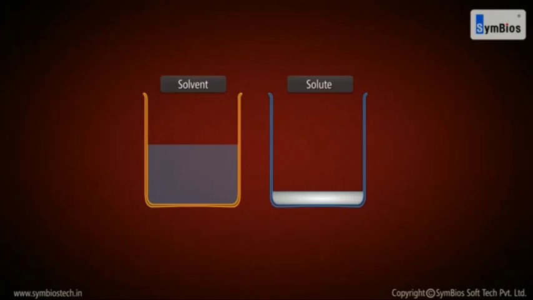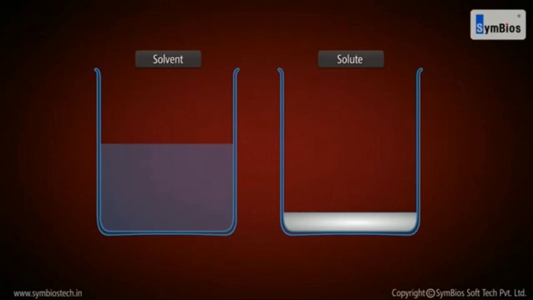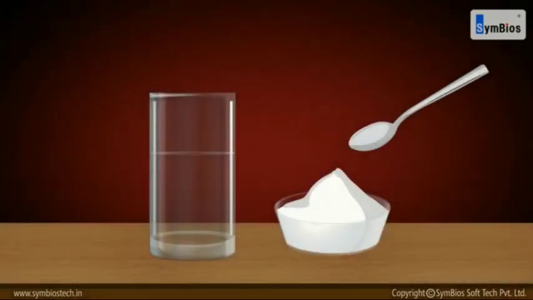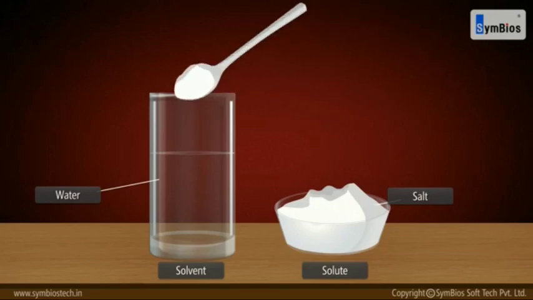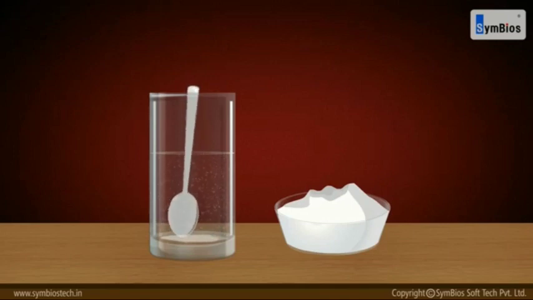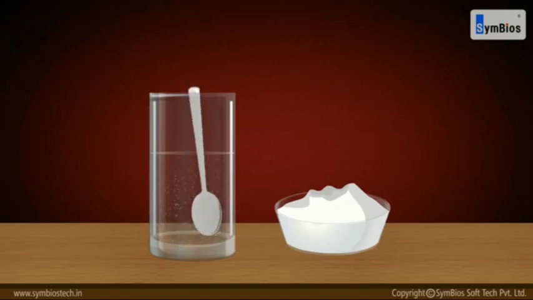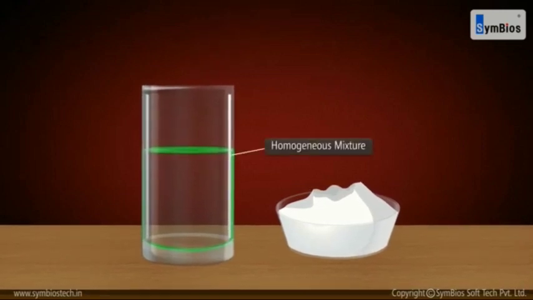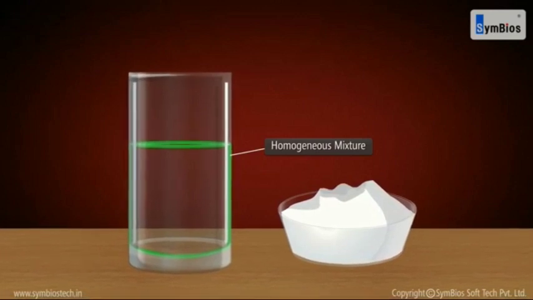Solvent is the substance that is present in the greatest amount. Both solute and solvent can be a gas, a liquid, or a solid. Activity: mix a spoonful of salt in water and dissolve it. Here, salt is a solute and water is the solvent. On dissolving, you will observe that a clear solution is formed and there are no salt particles to be seen. The salt solution thus formed is a homogeneous mixture.